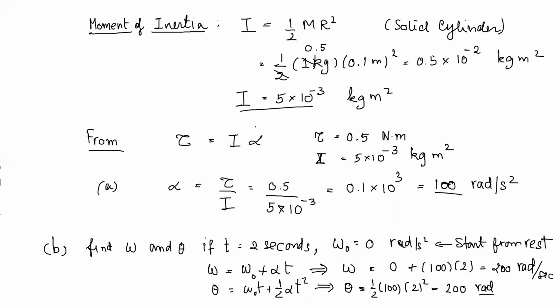So from torque equal to I alpha, torque is 0.5 Newton meters. Moment of inertia is 5 times 10 to the minus 3. So our acceleration is 0.1 times 10 to the 3, or 100 radians per second squared.